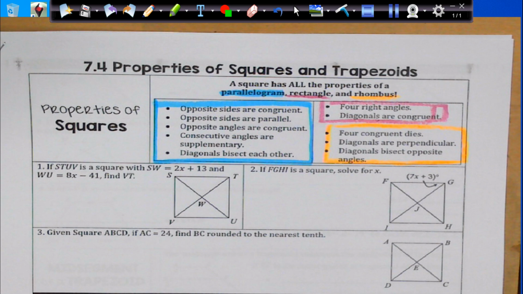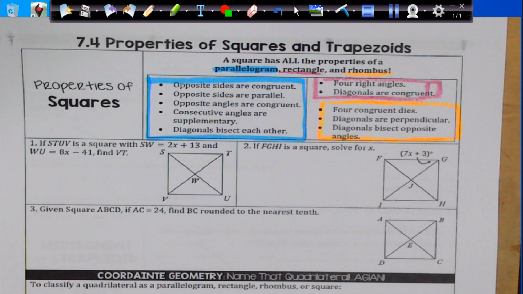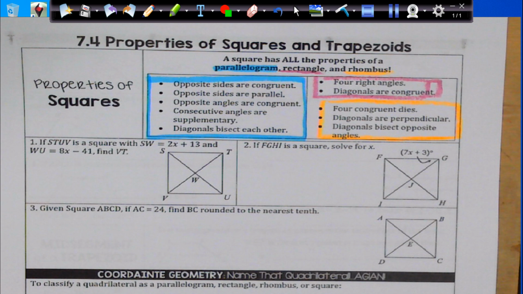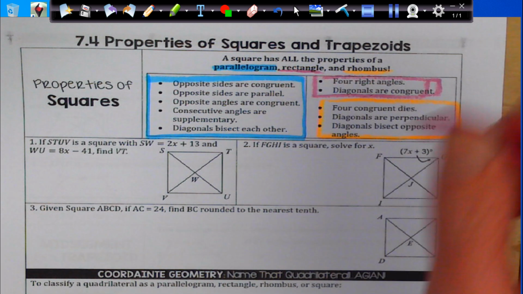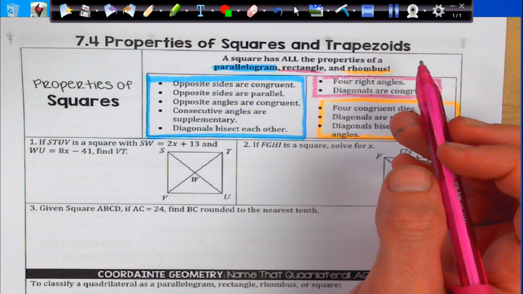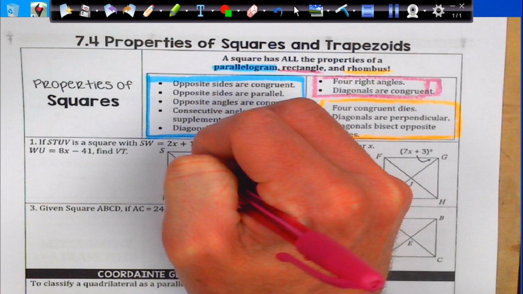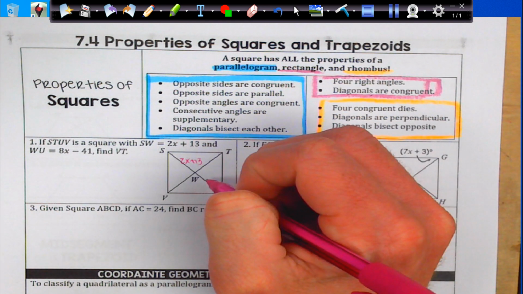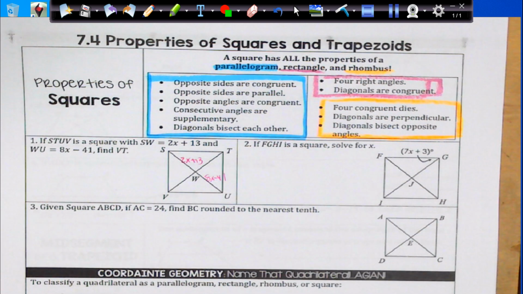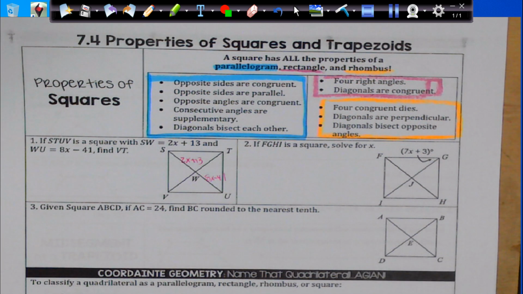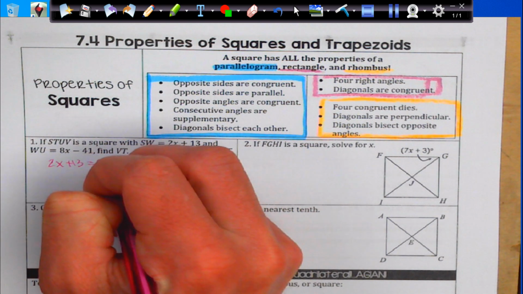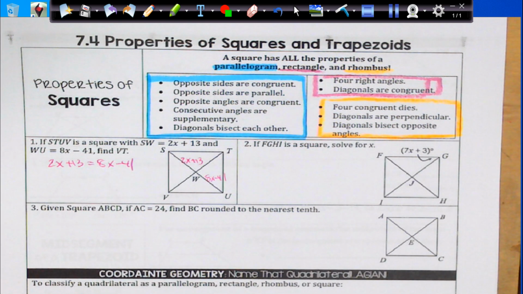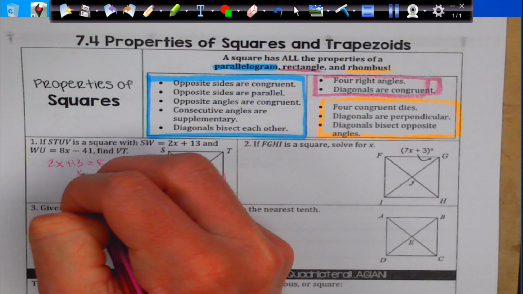And so what makes it really easy is that we've kind of already talked a lot about it. So I'm going to give you a demonstration of that on our first two questions. If all this is true, it's going to make my life pretty easy. So this is 2x plus 13, and WU is 8x minus 41. Well, diagonals are congruent, and they bisect one another, so all you have to do is set those two equal to each other. So 2x plus 13 equals 8x minus 41. And when we set those equal to each other, we end up with x equals 9.